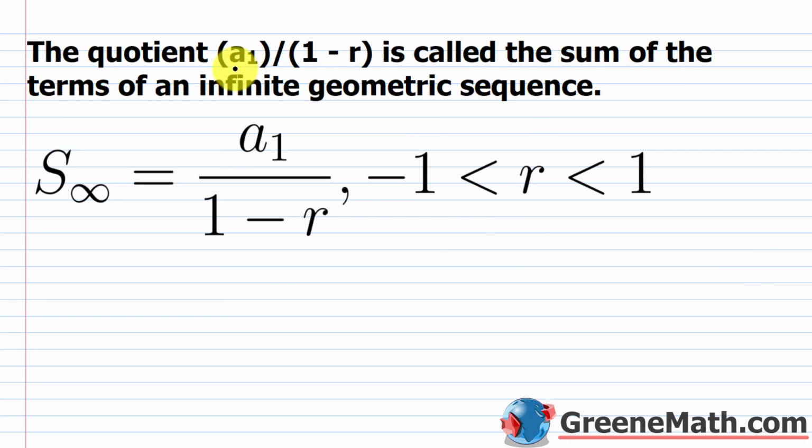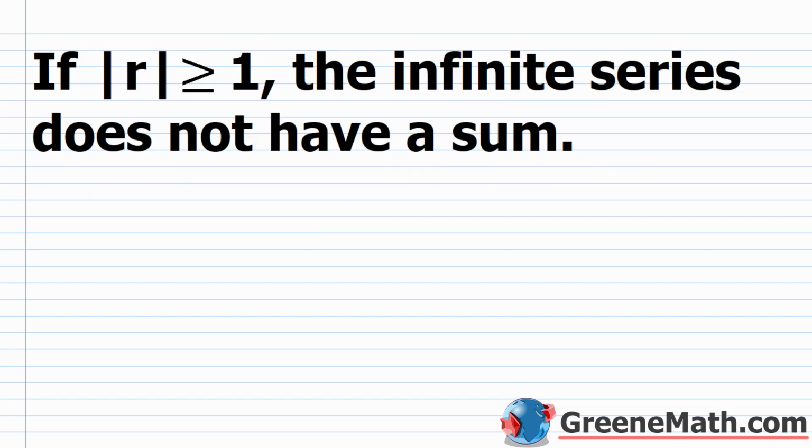So we can say the quotient a sub 1 over 1 minus r is called the sum of the terms of an infinite geometric sequence. So this is your formula right here. You might see it with summation notation. It's the same thing. So s sub infinity, so you're going to keep summing the terms, is equal to a sub 1 over 1 minus r. And again, this is valid when r is greater than -1 and less than 1. If the absolute value of r is greater than or equal to 1, the infinite series does not have a sum. I'm not going to really go into detail on this. This is something you're going to talk about when you get to calculus. But if you get a question like that, you could just put that it doesn't have a sum.